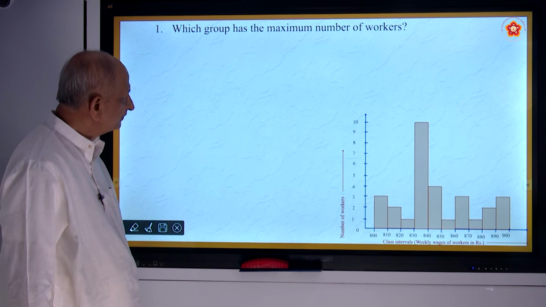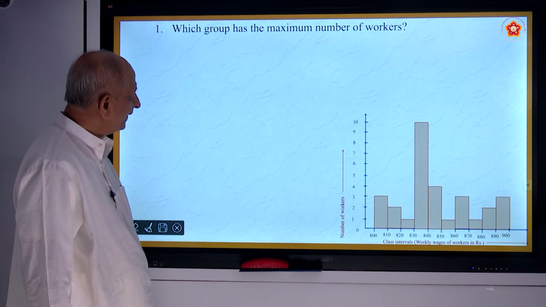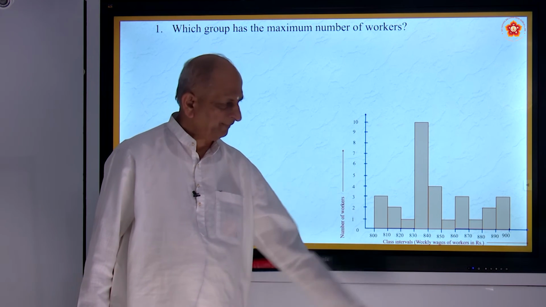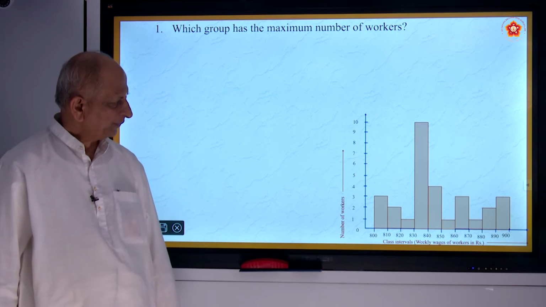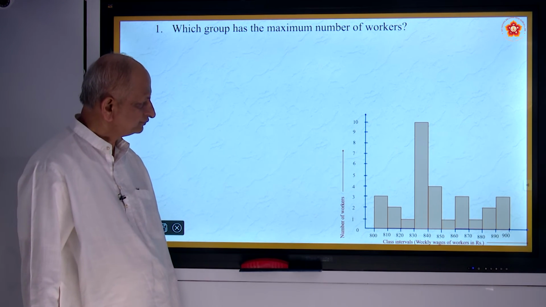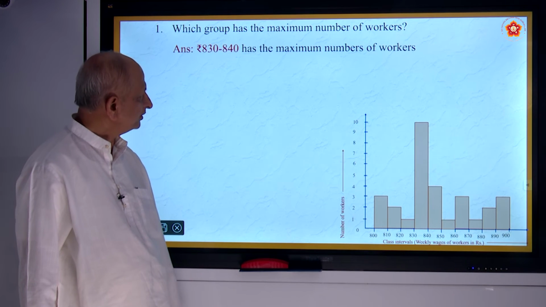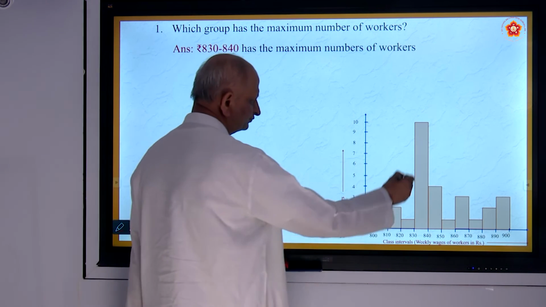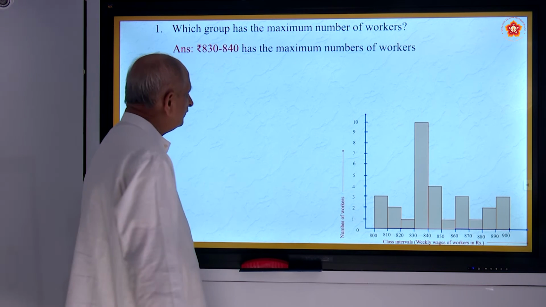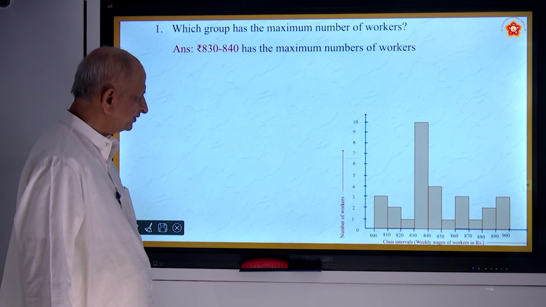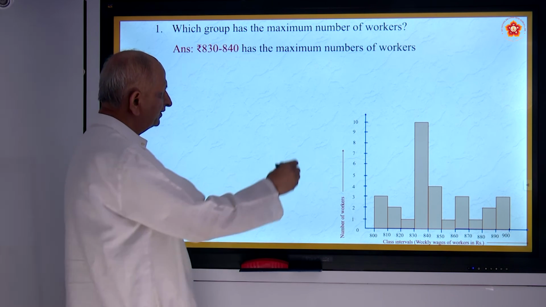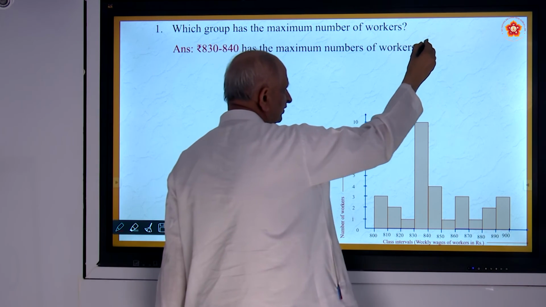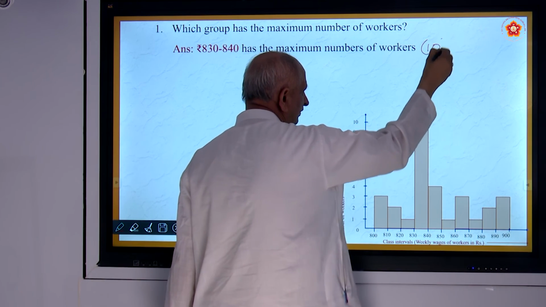The question: which group has the maximum number of workers? So by seeing the histogram, which looks very tall? Tallest, you must tell. 830 to 840, this is the tallest. So the maximum number of workers is 10 workers there.